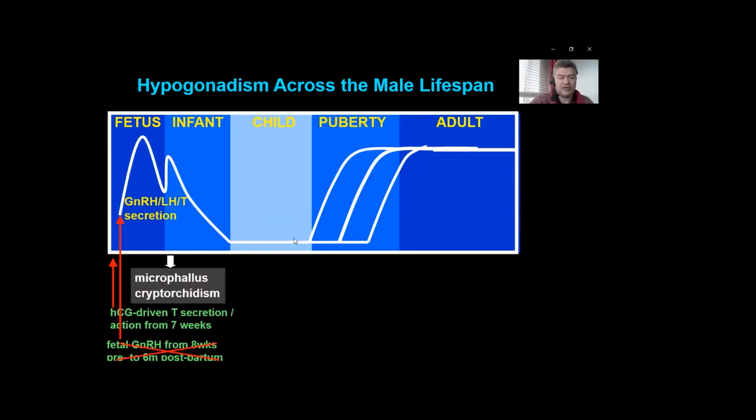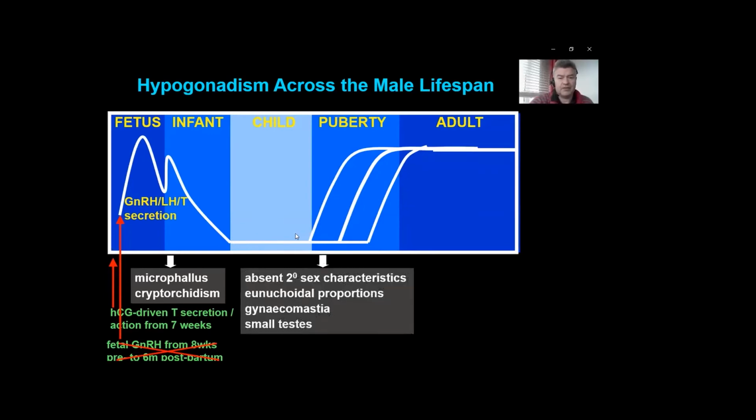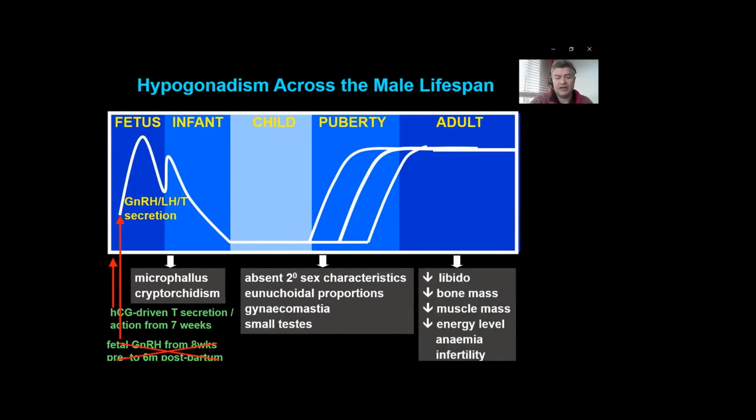Then the axis is quiescent during childhood, and then it wakes up at puberty, either early, normal time, or late, and it stays active throughout adult life in general. So if your puberty fails to kick off, you may present with absent sexual characteristics, you may develop eunuchoid proportions, gynecomastia, and your testes will remain small. And if you are undiagnosed for longer, or if you develop hypogonadism later in life, the issues are often a little bit different, including reduced libido, reduced bone mass, reduced muscle mass, reduced energy levels, anemia, and infertility.